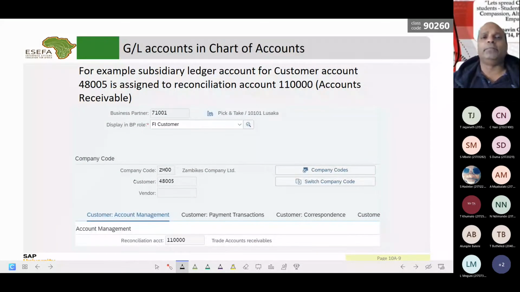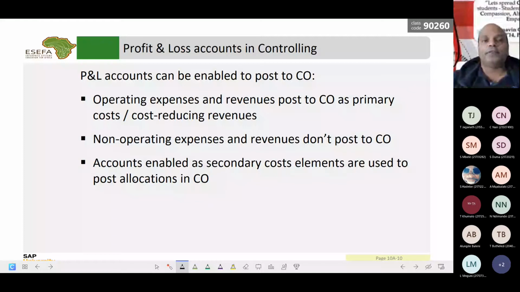Let's look at the profit and loss accounts. Profit and loss accounts can be enabled to post to a controlling unit, right? This deals with the operating expenses, the money that's coming in, and some of the non-operating expenses. And I told you about those cost accounting centers as well, because money is leaving our company. Ultimately, the aim of any business is to make a profit.